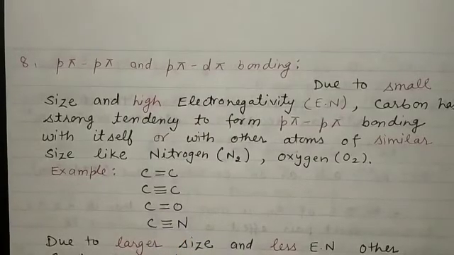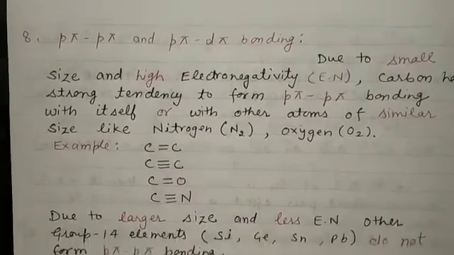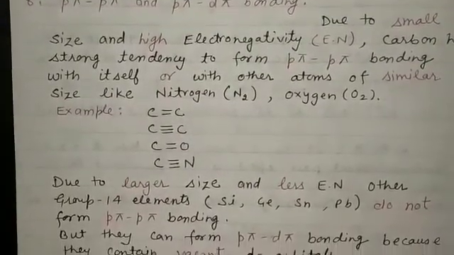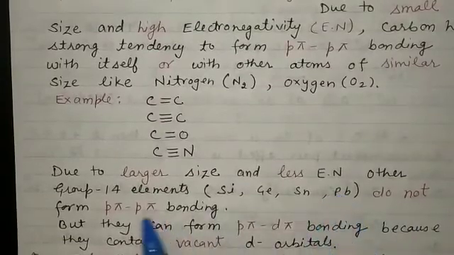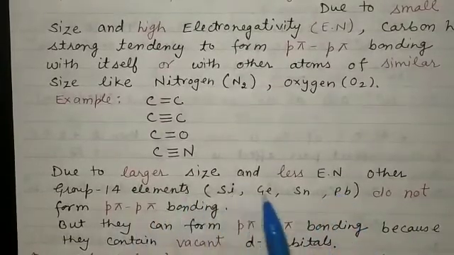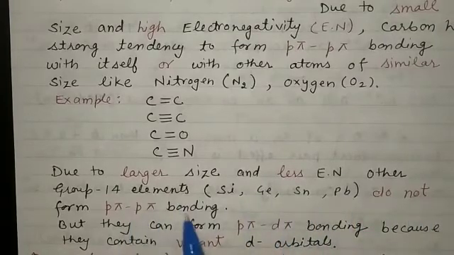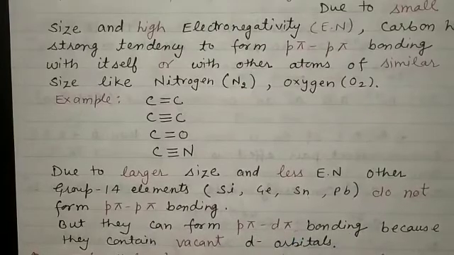Due to the larger size and less electronegativity, other group 14 elements like silicon, germanium, tin and lead do not form p-pi bonding, but they can form p-pi-d-pi bonding because of the availability of vacant d orbitals in silicon, germanium, tin and lead. So keep in mind that carbon has the special ability to form p-pi bonding, and the rest of the members are not able to form a p-pi bond, but they can form a p-pi-d-pi bond.